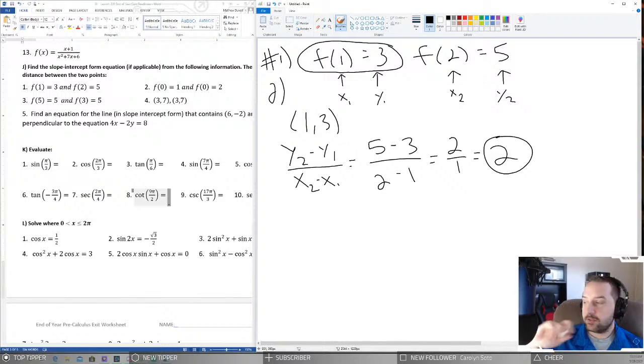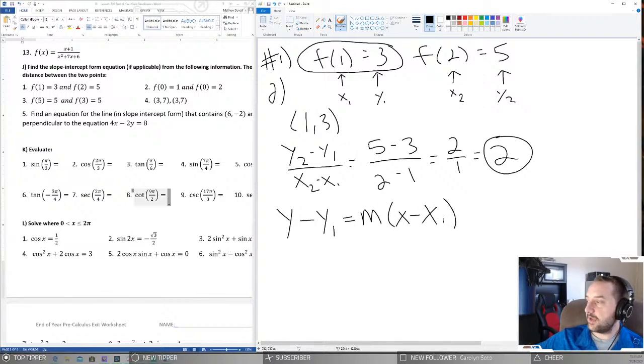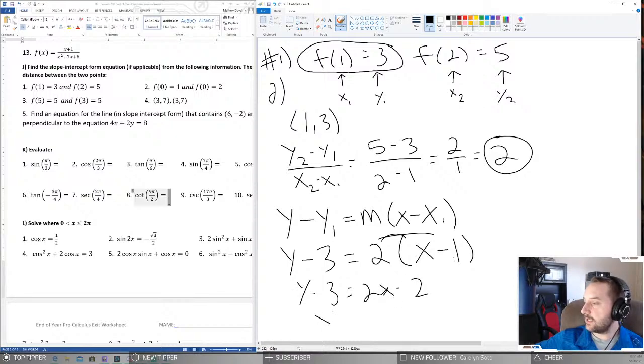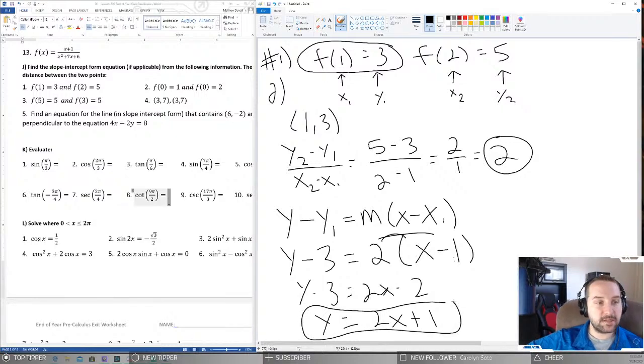So now, I said we need to know the slope and a point. So we use the point slope formula. y minus y1 equals m times x minus x1. So I get y minus 3 equals 2 times x minus 2. Sorry, 1. I was looking at the other point. So then the 2 distributes, so you get y minus 3 equals 2x minus 2. Add 3 to both sides. Plus 1. So that is the slope-intercept form.